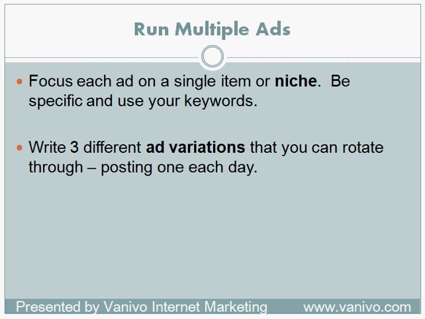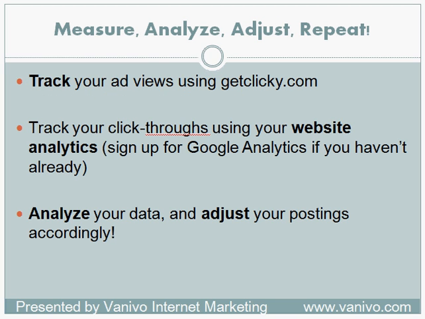The final key to creating the best Craigslist ad possible is to measure, analyze, adjust, and repeat. To gauge the effectiveness of your ad, you have to track it. We signed up for a free analytics account at getclicky.com, which allows us to put a tiny image at the bottom of every ad. It effectively lets us see how many people view each ad. This measures how effective the title is.